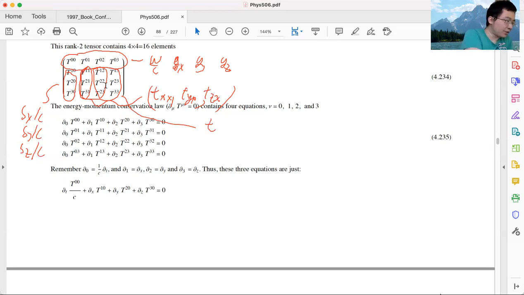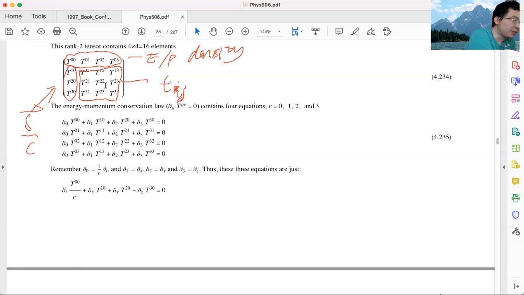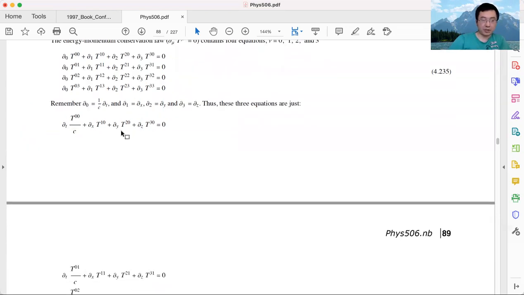Okay, so let me erase everything and write it more carefully. This part is the energy and momentum density. This part is energy current S divided by speed of light. And the rest 3x3 block is the 3x3 T matrix, the small T matrix we defined last time for the momentum density. So this is how the energy and the momentum conservation laws are related together as one 4D rank 2 tensor. Okay, so that's the 4D formula for the energy and momentum conservation.